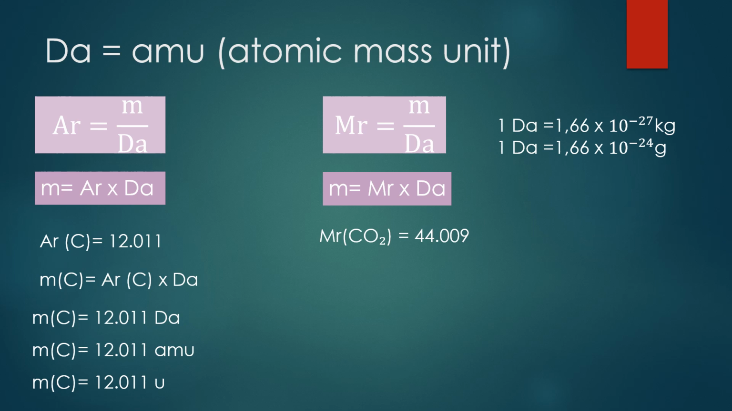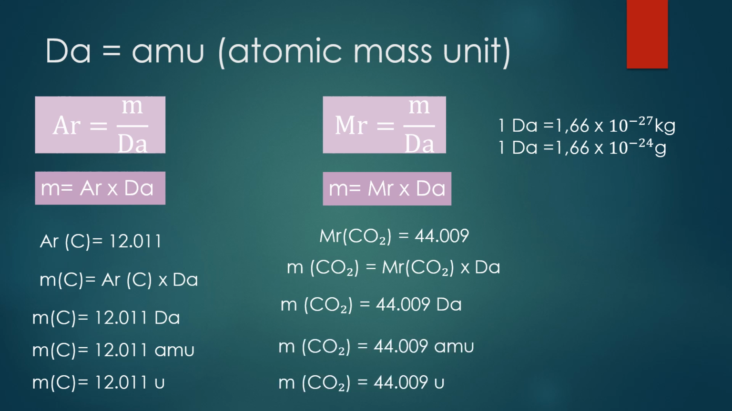Now, in the previous task, we calculated the relative molecular mass of carbon dioxide, and it was 44.009. If you want to calculate the mass of this carbon dioxide, how can we do that? We need to use this Mr times Dalton. So in our case, this will be 44.009 Daltons. Or, of course, you can represent it using AMU or U.